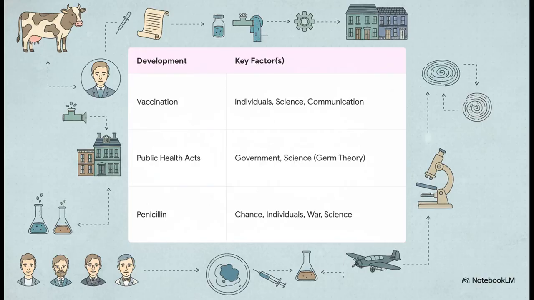And here's how you actually use this in practice. A really top-level answer will always explain how these factors link together. Take Jenner's vaccine. Of course, it needed him as a key individual using science, but it only really took off thanks to communication and, later on, government support. Or think about penicillin. It starts with Fleming's chance discovery, but it goes absolutely nowhere without the key individuals, Florey and Chain, the power of science, and the backing of the US government during a time of war.